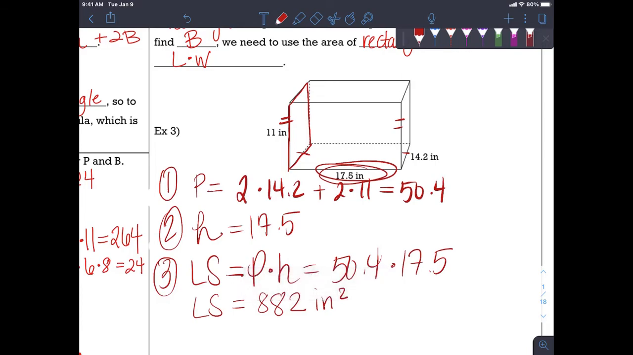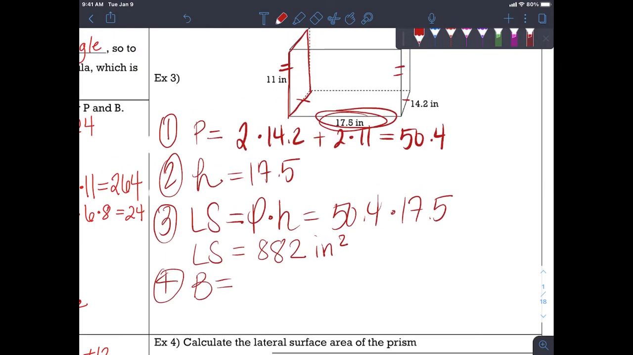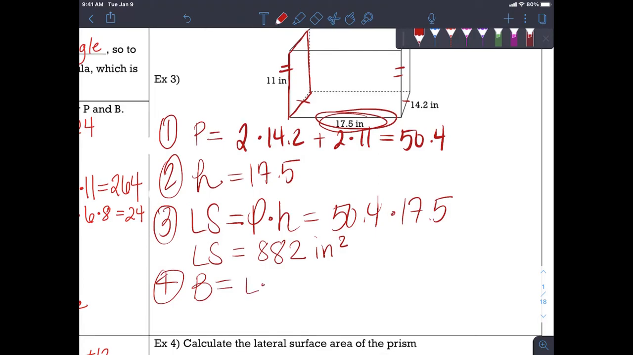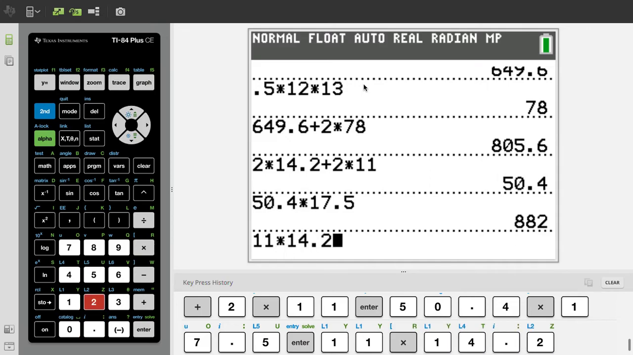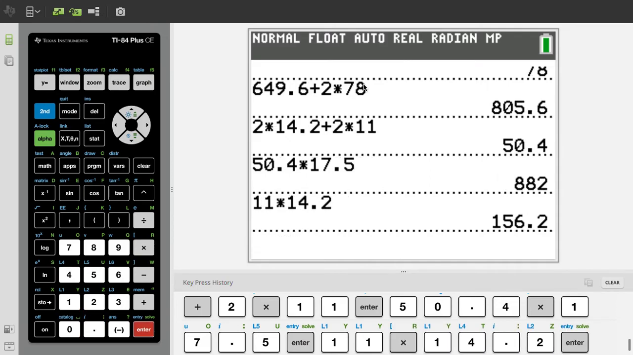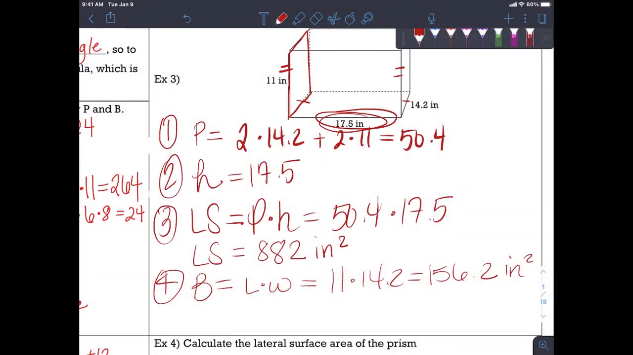But I don't want to stop there. I want to continue forth and find my total surface area. So next step, I find the area of my base. Well, here my bases are rectangles, so it's just length times width. So I do 11 times 14.2. Let's go ahead and drop that in our calculator. 11 times 14.2. So here I got an area of my base of 156.2 inches squared.